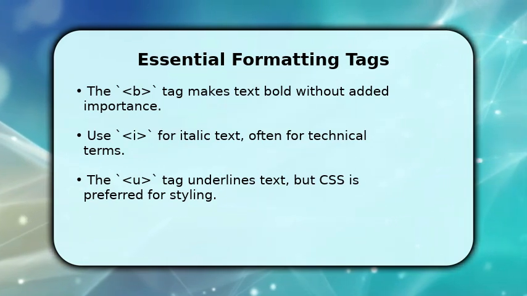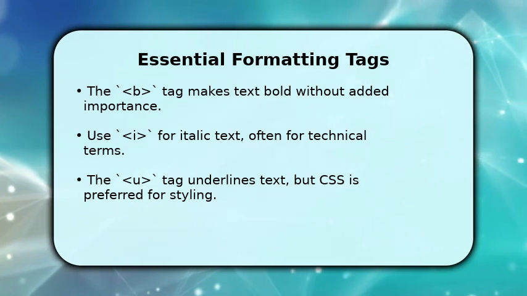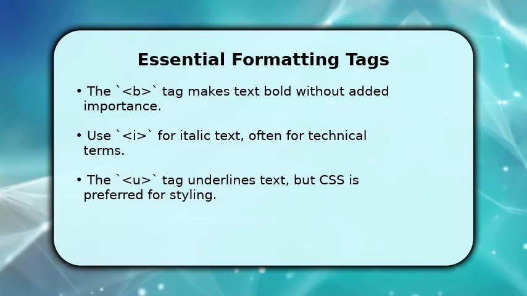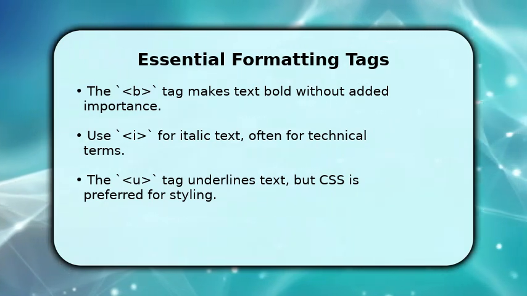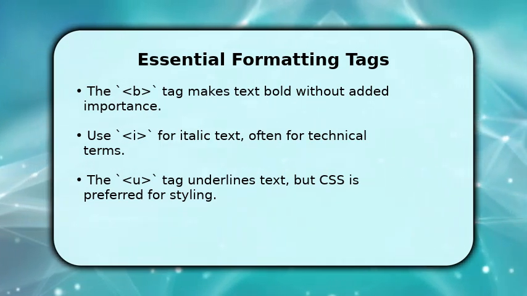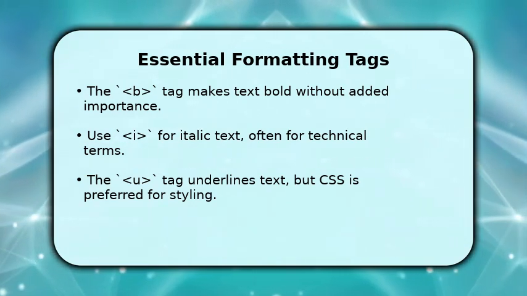The <b> tag makes text bold, while <i> renders it in italics. For emphasis, <strong> makes text bold and indicates importance, whereas <em> italicizes text to show emphasis. Although <u> underlines text, it is generally better to use CSS for visual underlining to maintain separation of concerns.